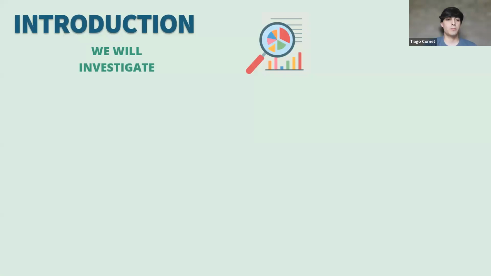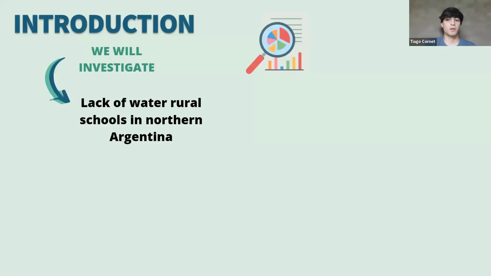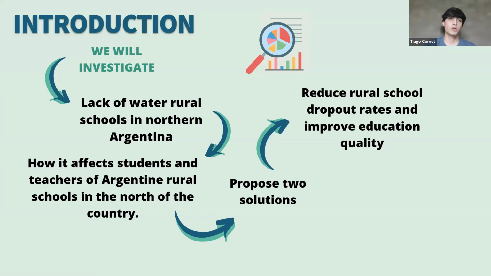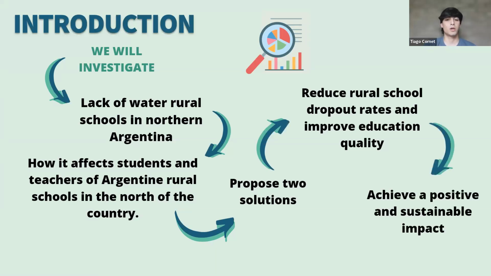The purpose of this paper is to inquire into the lack of water situation and how it affects students and teachers in Argentinian rural schools in the north of the country. Moreover, it aims to investigate why and how they collect water from unsafe sources, and to propose two alternatives to address the issue in order to reduce school dropout rates and improve education quality.